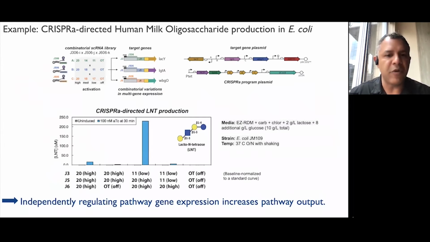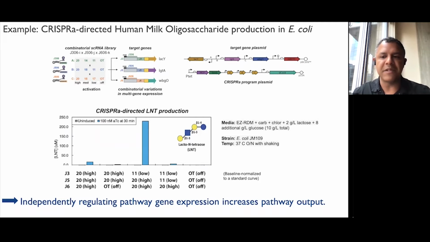Okay, so very briefly, now I want to show you how we can use these tools for applications in bioproduction. In this experiment, we're using CRISPR activation to independently regulate pathway gene expression in a pathway that's engineered to produce lacto-N-tetraose, or LNT, which is one of the most abundant human milk oligosaccharides and a target for the creation of new infant formulas. And it's expensive to synthesize at scale. So what we're doing here is driving the expression of 3 heterologous genes under the control of the same promoters I showed you in the previous slide.